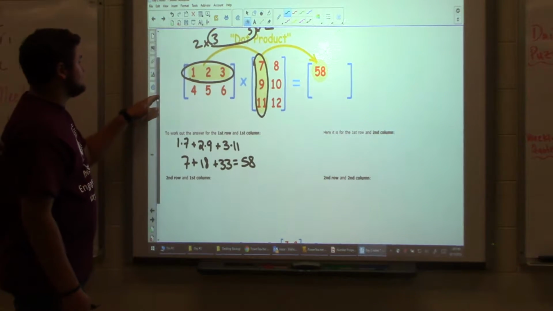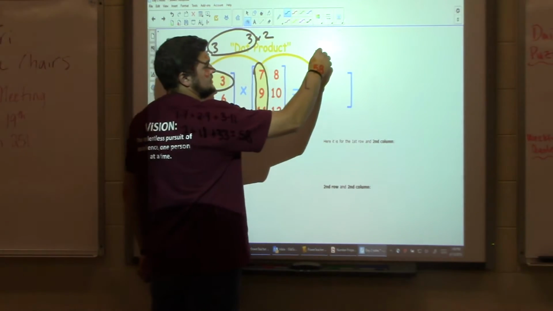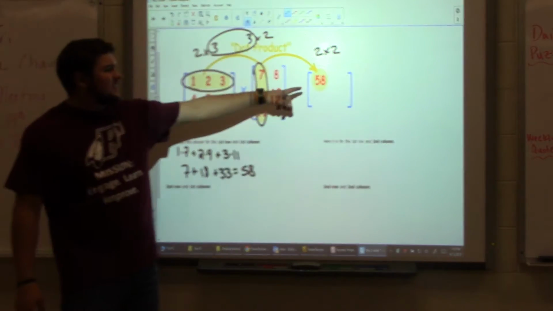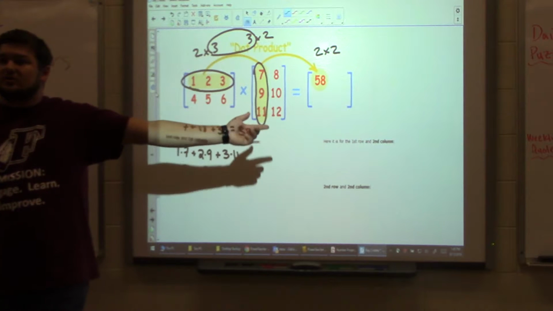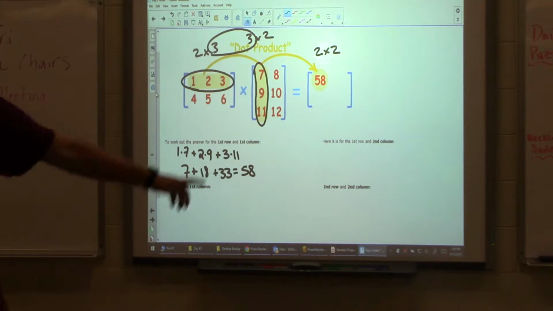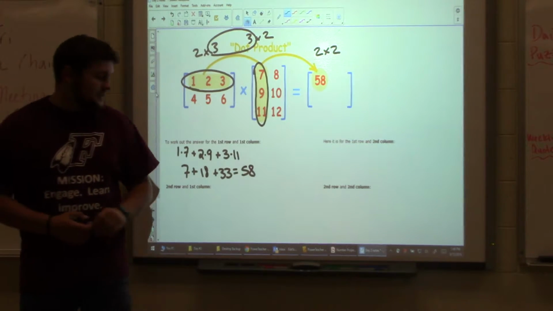Now, you'll notice from our dimensions, we knew this is going to be a 2 by 2 matrix. And they already put 58 in there for me. How do they know where it goes? How do they know it goes in the top left spot? Because they do have certain spots to go into. Can I just put it anywhere? No. How do we know it's the top left?